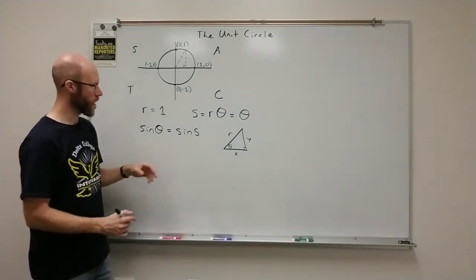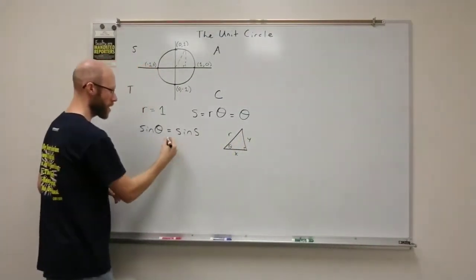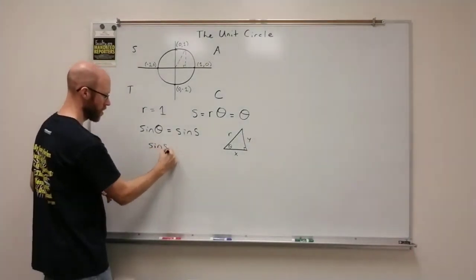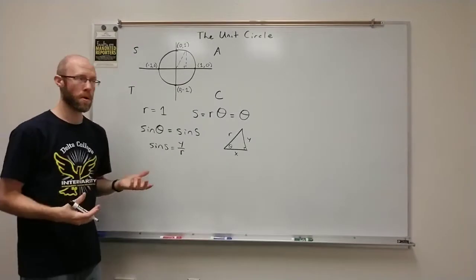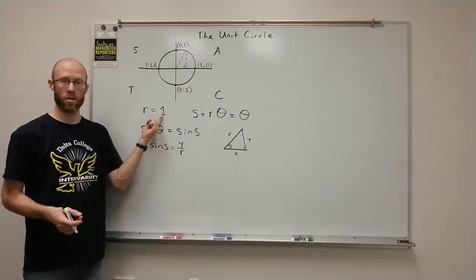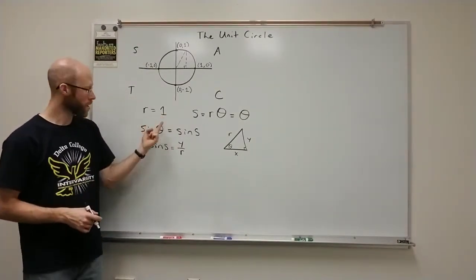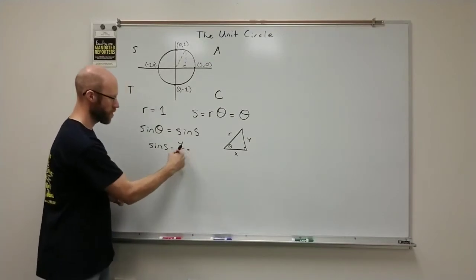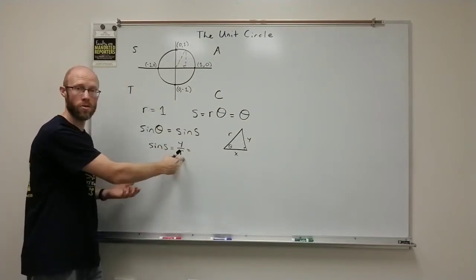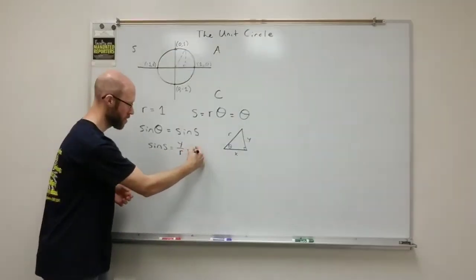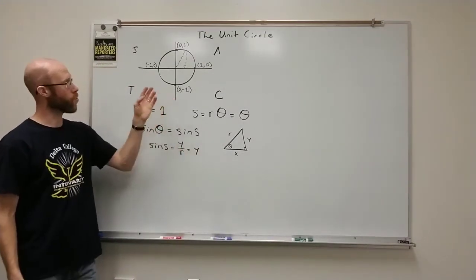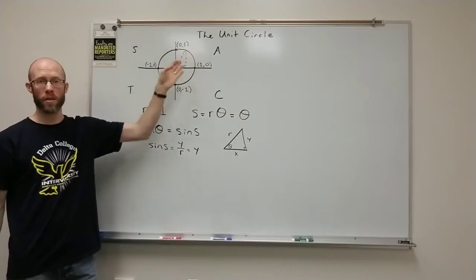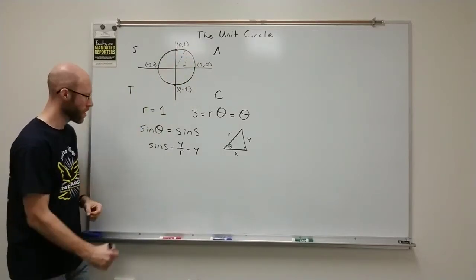Then the sine, being opposite over hypotenuse, would be y over r. But remember, on the unit circle, r is 1. And so if r is 1, if you divide something by 1, you just get the numerator. So the sine of s is y. It's simply the y coordinate of the point on the unit circle.